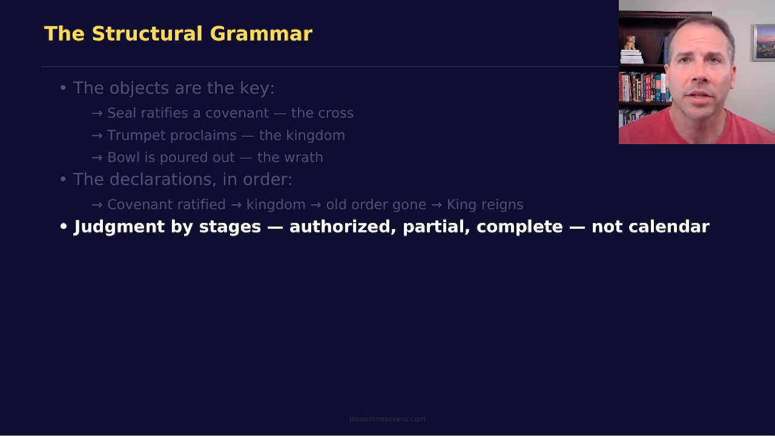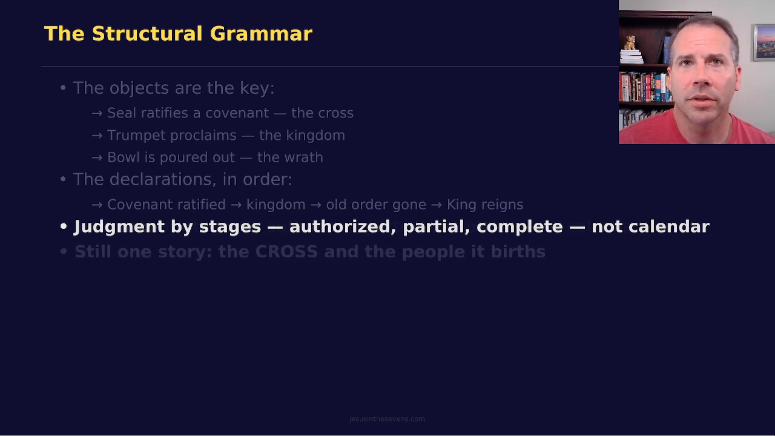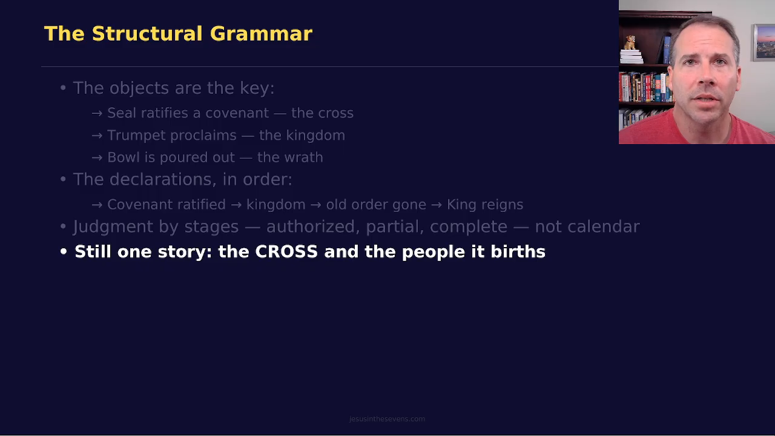So there is a sequence. Again, there's a progression in that sense. Not calendar related, because they recapitulate the entire 70th 7 in some ways. So I don't think that is a strictly calendrical kind of progression. It's more just in the apocalyptic nature of those judgment statements or visions or images. Still one story the whole time.